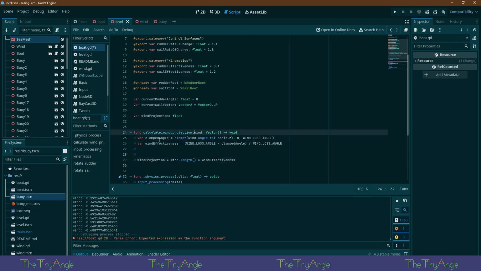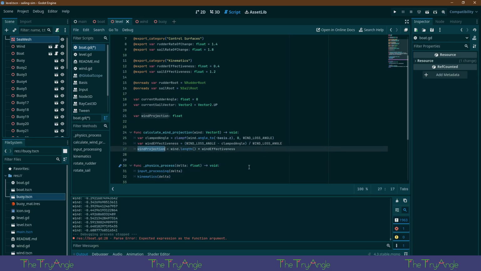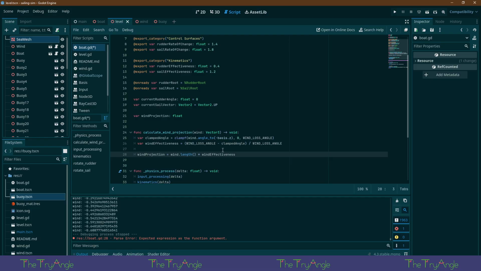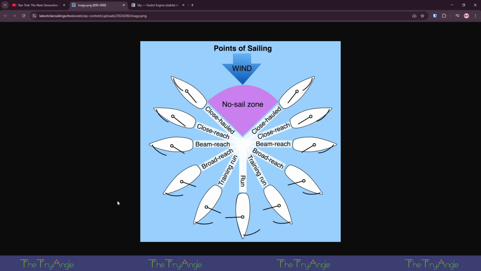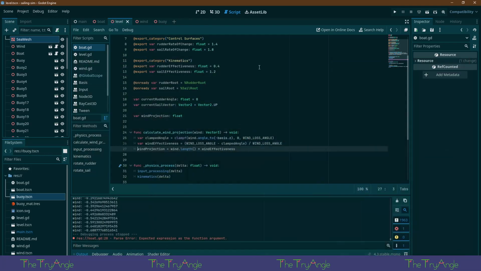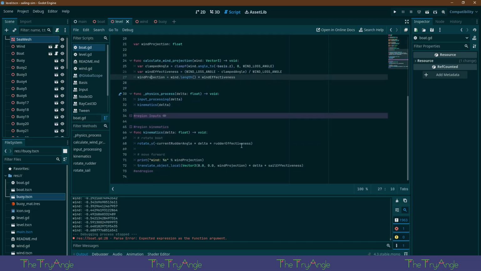So this tells us the angle, right? So we get the effectiveness, but then in order to get the projection, we're going to say how effective is it? And that'll be a product directly related to the angle that the boat is according to the wind. And then we just take the magnitude and multiply it by that angle. Okay, so now we have wind projection, and that should be our local Z.